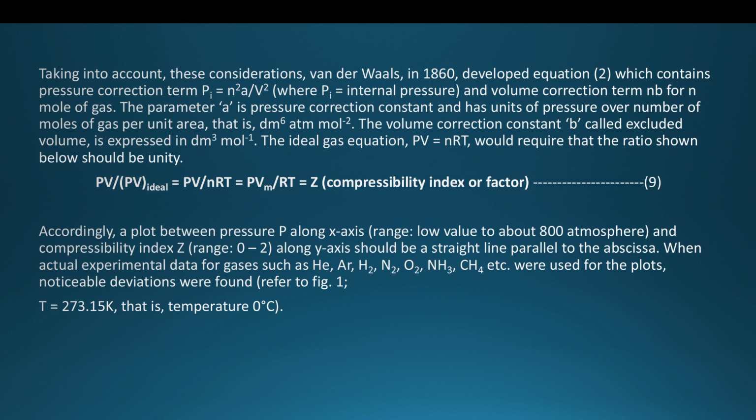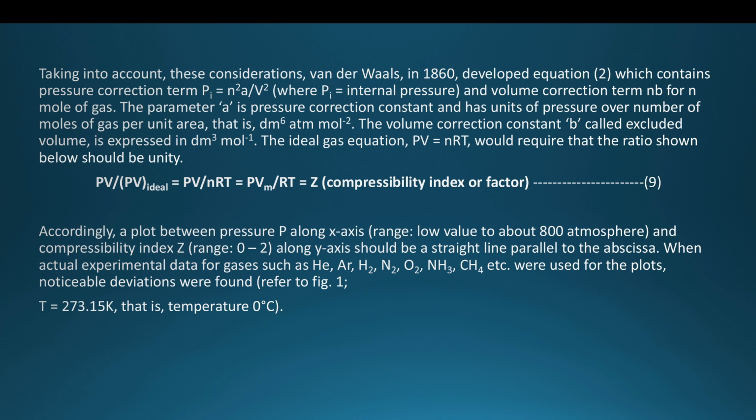The volume correction term, symbolized as small b, called excluded volume, is expressed in liter per mole. The ideal gas equation PV equal to nRT would require that the ratio shown below should be unity. The ratio is PV over PV ideal, equivalently PV over nRT, equivalently PV molar over RT for 1 mole, given as Z, compressibility index or compressibility factor.